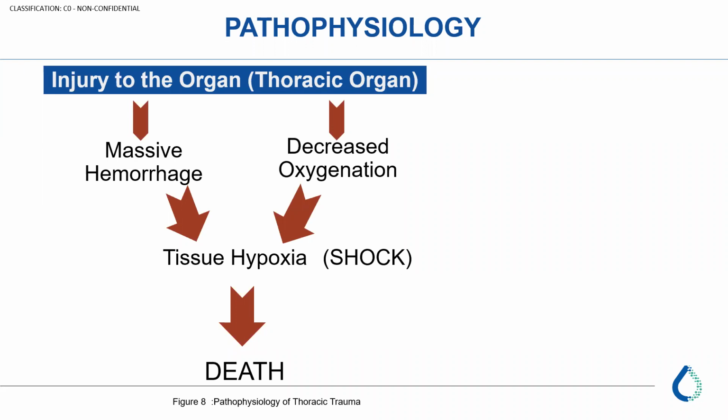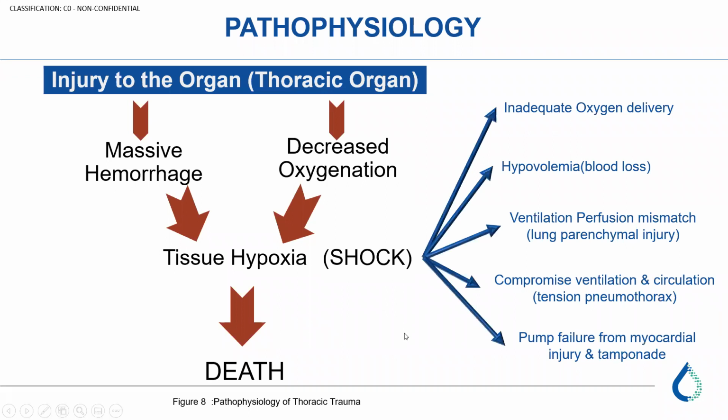6 to 8. Okay, decreased oxygenation is usually caused by ventilatory mismatch. If the pleural cavity or the alveoli or the alveolar capillary interface is injured, there will be a ventilation mismatch and compromised gas exchange. Eventually, if these 2 things are not controlled, it will lead to tissue hypoxia, which is the definition of shock, and will lead to death.